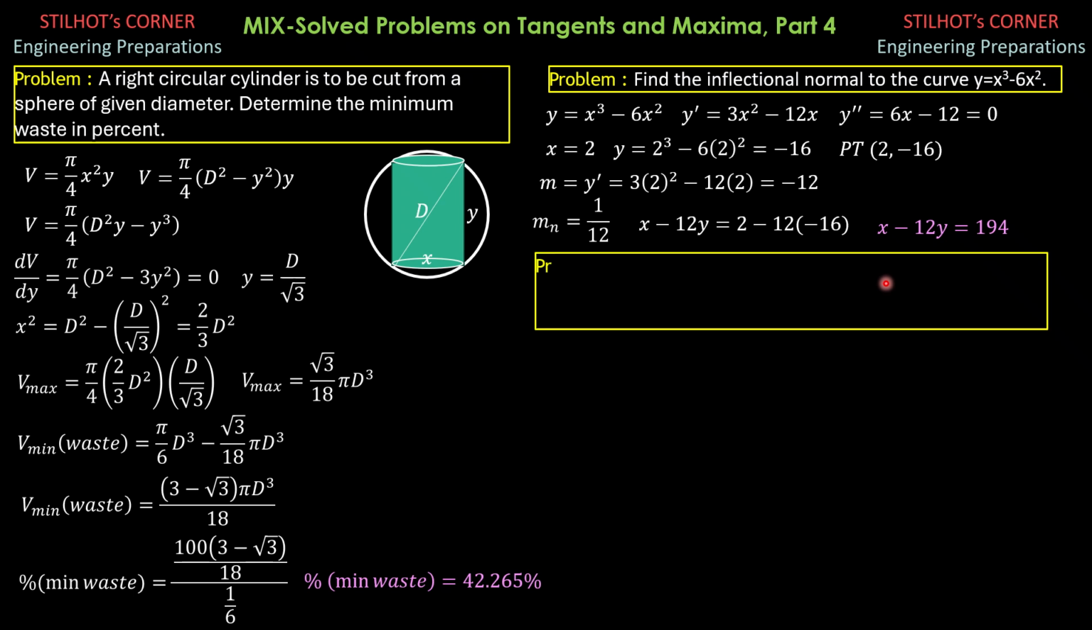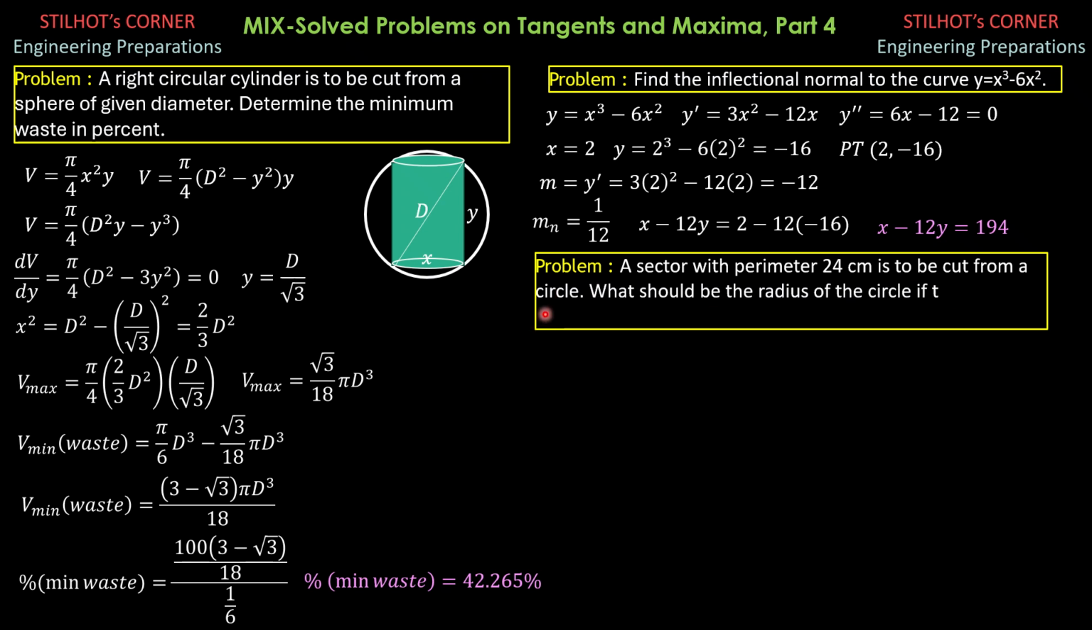Then the last problem for this video: a sector with perimeter 24 centimeters is to be cut from a circle. What should be the radius of the circle if the area of the sector is to be a maximum? So the objective is to maximize the area of the sector. Let's draw the sector, denoting the radius of the circle as r and the central angle theta. So the arc length is r theta.